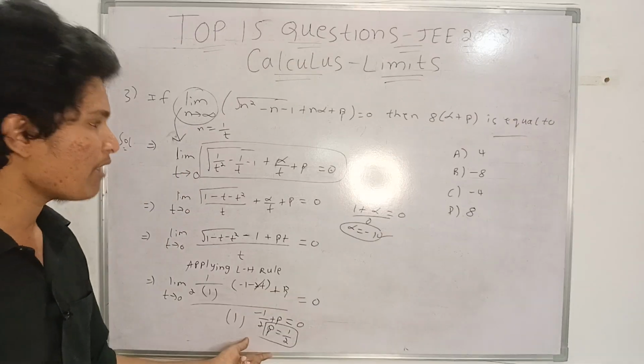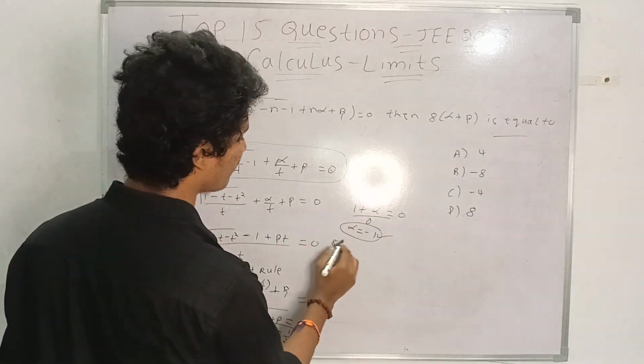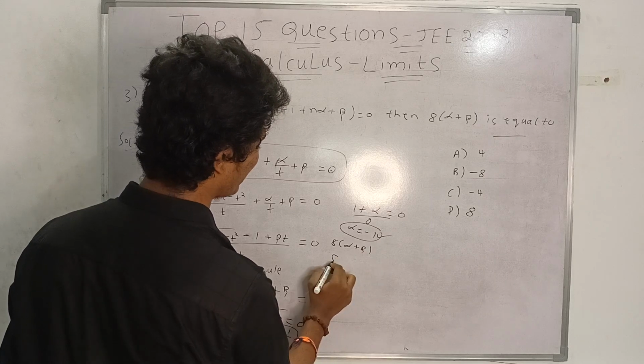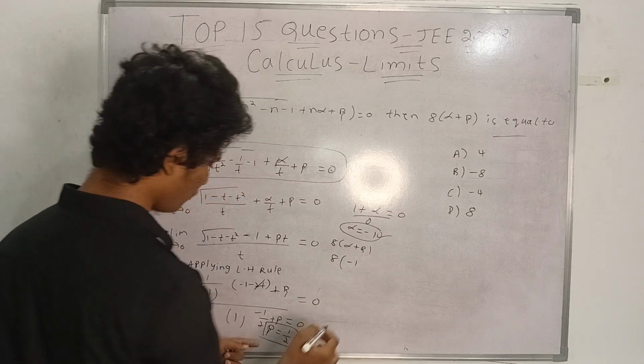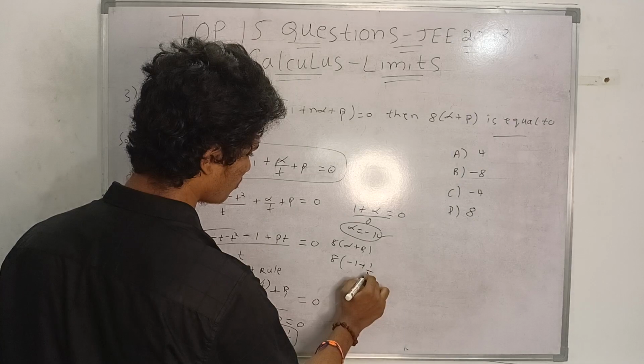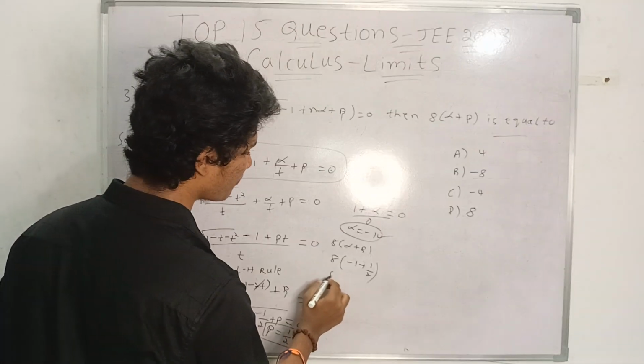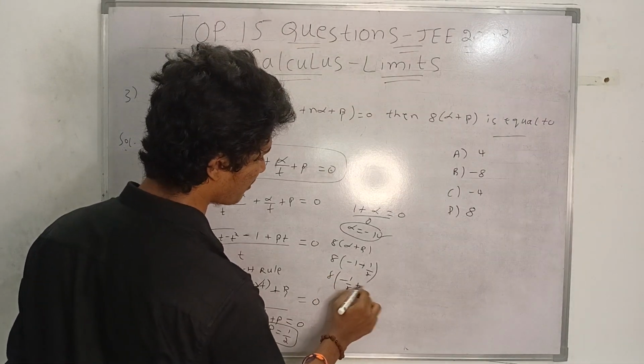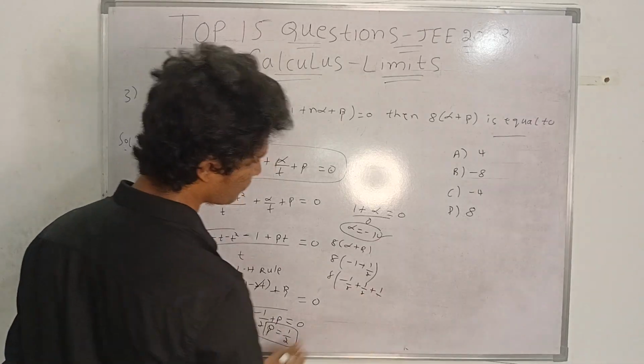Alpha equal to minus 1, beta equal to 1 by 2. They are asking 8 into alpha plus beta. 8 into alpha is minus 1, beta equal to plus 1 by 2. What will it become? 8 into, here it is minus 1 by 2 plus 1 by 2 plus 1 by 2. Is it true?